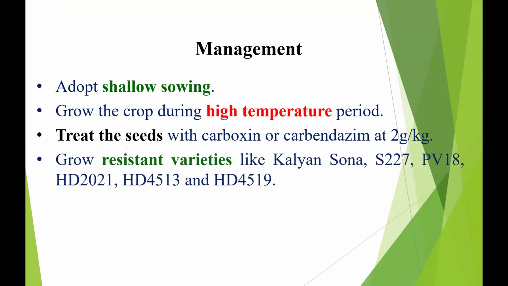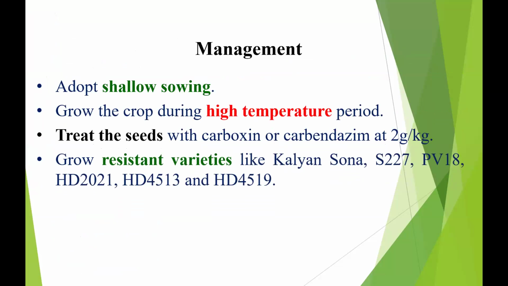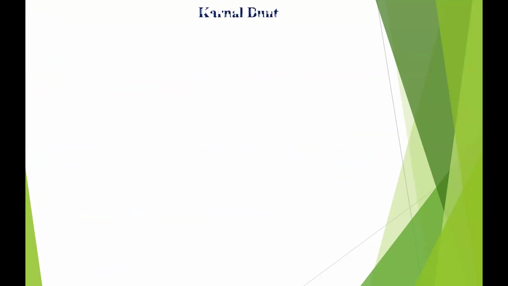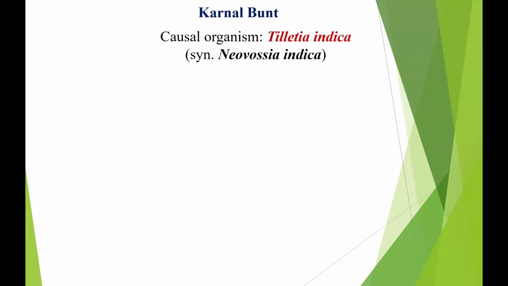The management is shallow sowing and growing the crops during high temperature. Treat the seeds with carboxin and carbendazim. Resistant varieties can be sown, like Kalyan Sona. And the Karnal bunt, whose causal organism is Tilletia indica.